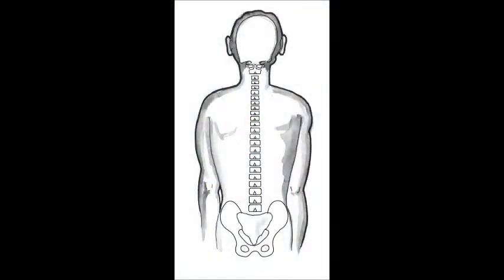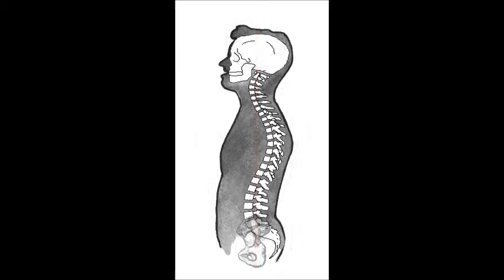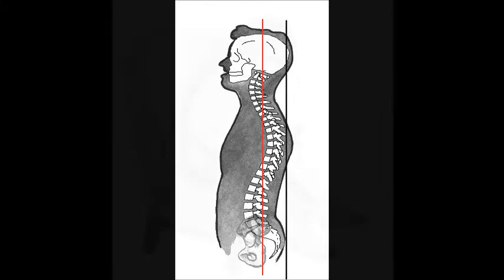From the back or front viewpoint, the spine is normally a straight column, with the head vertically aligned over the pelvis. From the side view, the spine is normally arched forward in the neck, backward in the mid-back, and forward again in the lower back, with the vertical alignment of the head and pelvis remaining intact. The back of the head, shoulders, and hips should also be in relative vertical alignment.